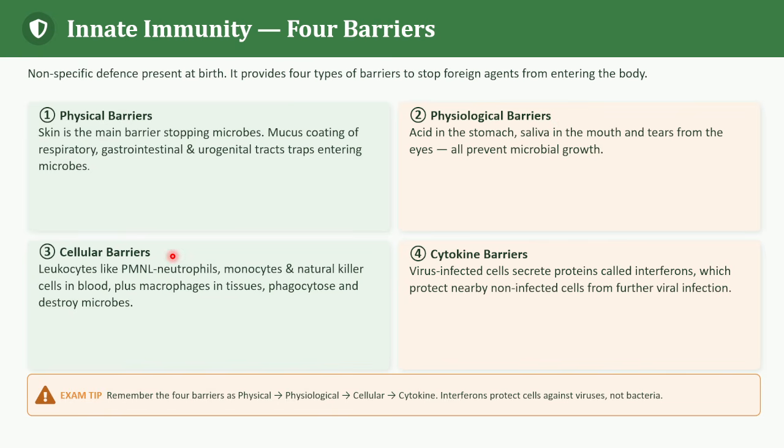Then what is the cellular barrier? What if some microorganisms cross these barriers? Now the body's immune system comes into action. We have cells in our blood like neutrophils, monocytes, natural killer cells, and macrophages. All these cells destroy the microorganisms, and some of these cells engulf the microorganisms also, and this process is called phagocytosis. You can think of these cells as the body's security guards.